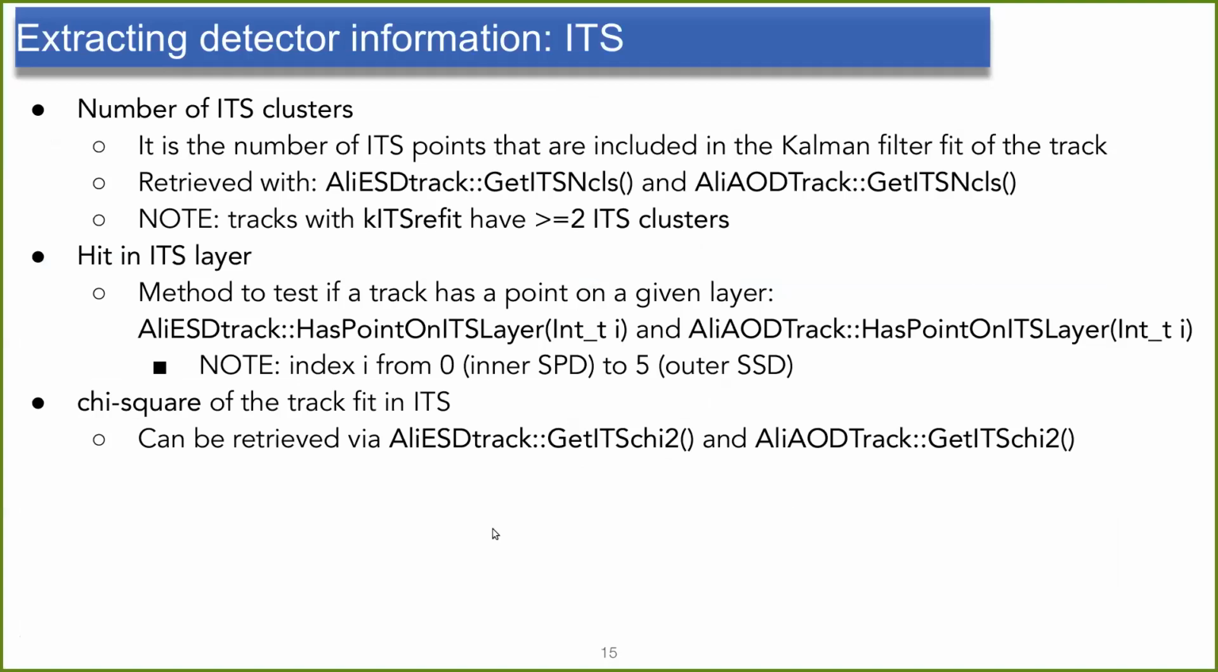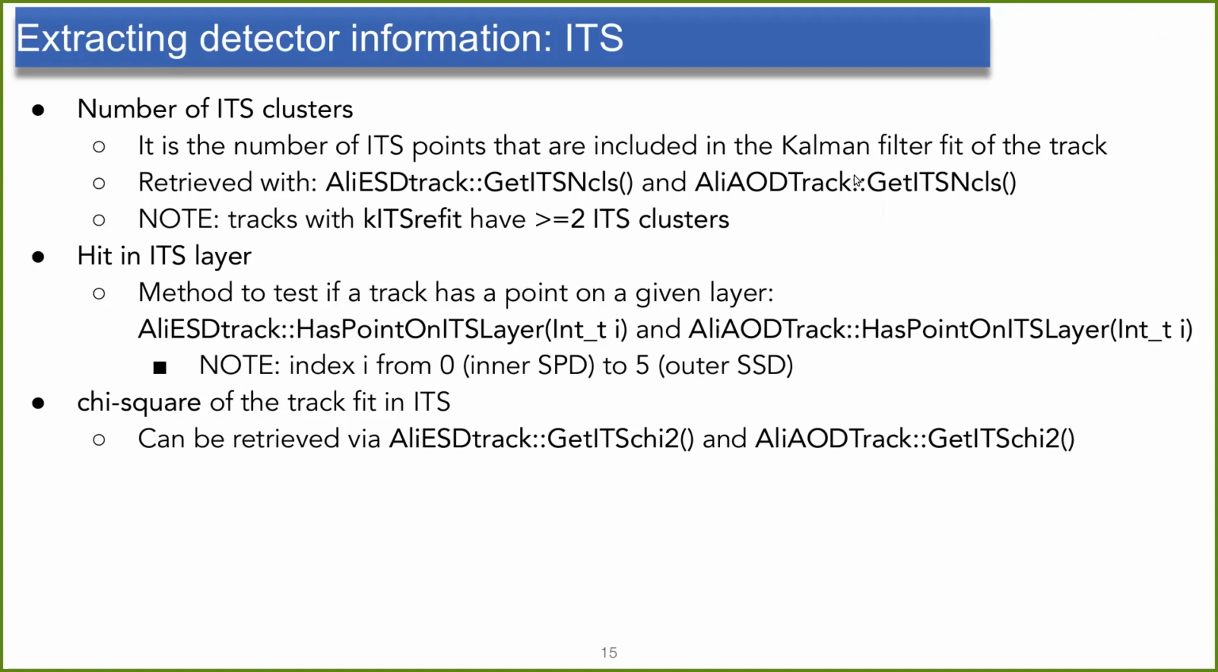As I mentioned, one can also add stricter cuts by selecting some track parameters. In the next few slides, I will show how one can get track information at the detector level, some information from the ITS and some from the TPC. Let's first start with the ITS. One can get the number of ITS clusters from the ESD and AOD track by just calling GetITSNcls.